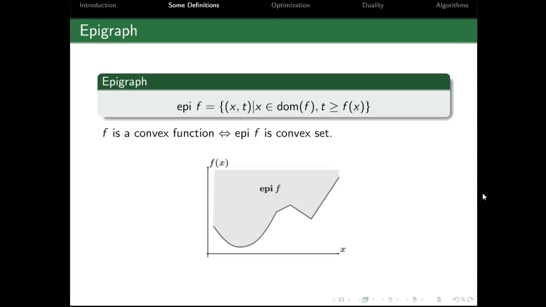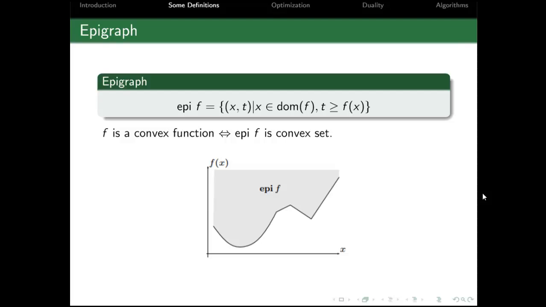Now we define an epigraph of a function. For a given function f, the epigraph of f is defined as the set of all pairs x, t such that x belongs to the domain of f and t is greater than or equal to f of x. So if you look at the graph, you can see that the area above the curve belongs to the epigraph of the function. One important property to know is that for a convex function, the epigraph is always a convex set and the converse also holds. That is, if for a function the epigraph is a convex set, then the function is convex.